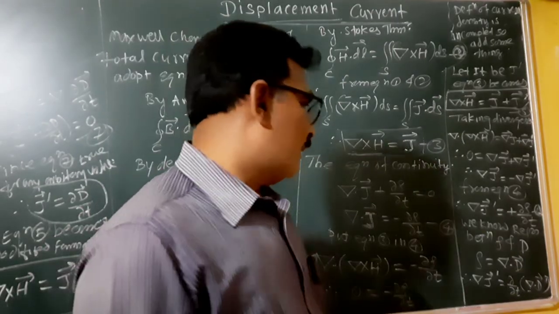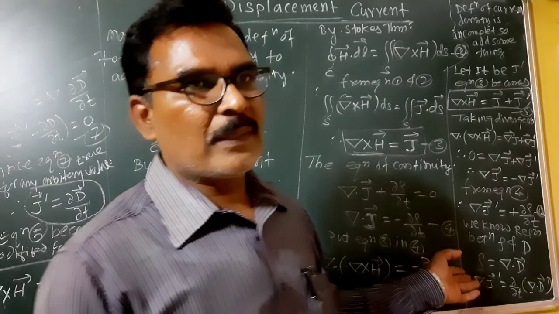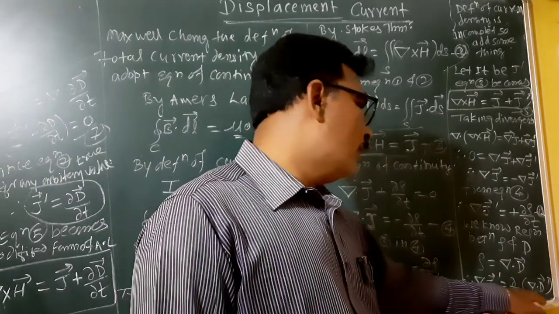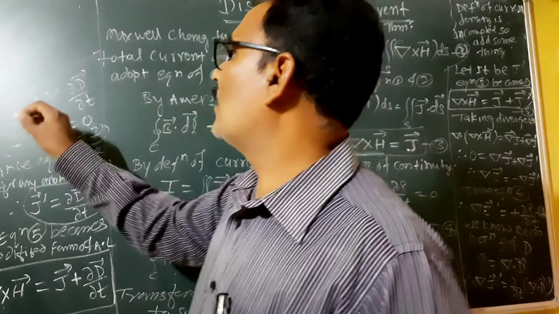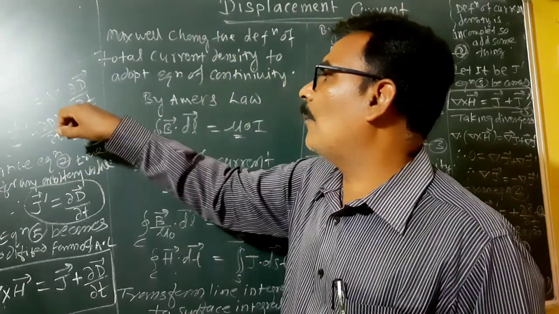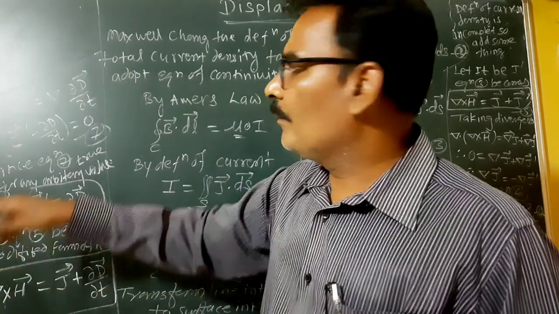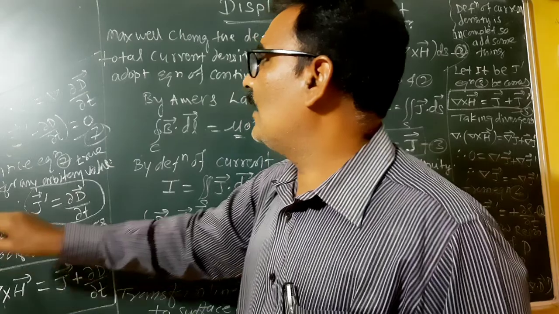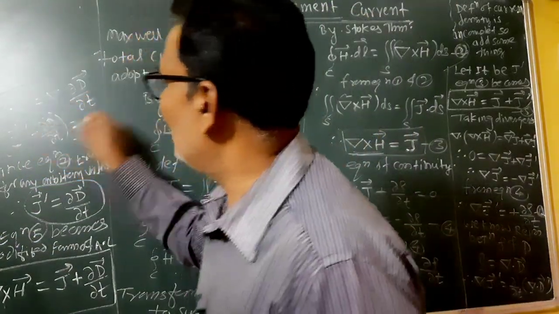We know the relation between rho and D from Maxwell's first equation: divergence of D bar is equal to rho. Substitute that value of rho. Divergence of D bar, taking the divergence outside. Therefore, divergence of J bar dash is equal to divergence of dou D bar by dt. Then the divergence can be dropped. Taking J bar common, that is J bar minus dou D bar by dou t is equal to 0.